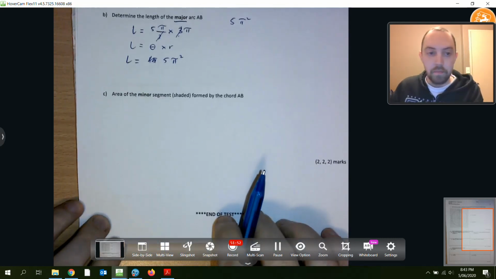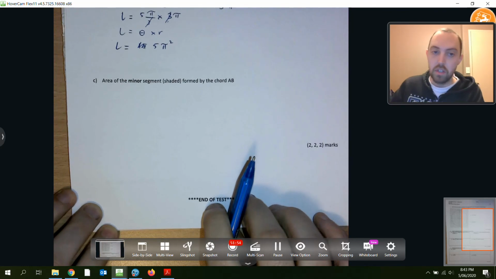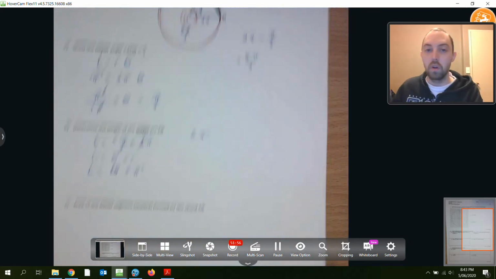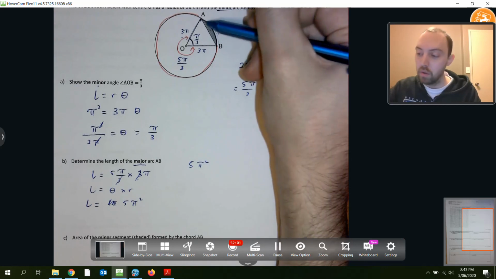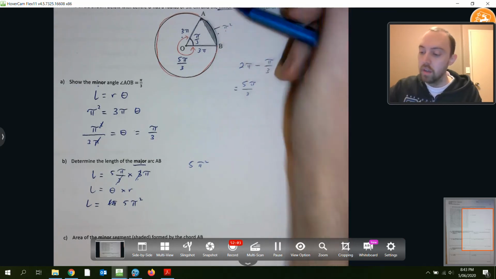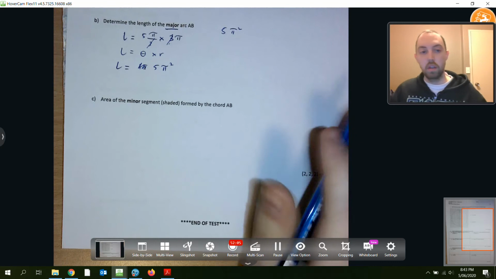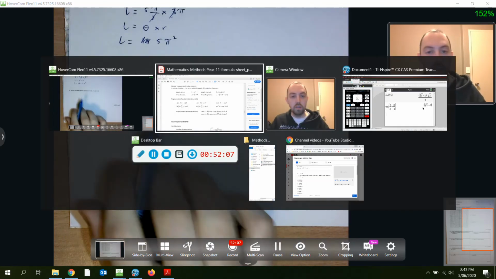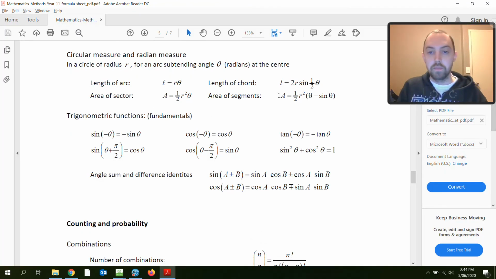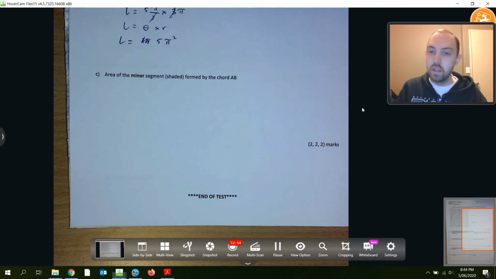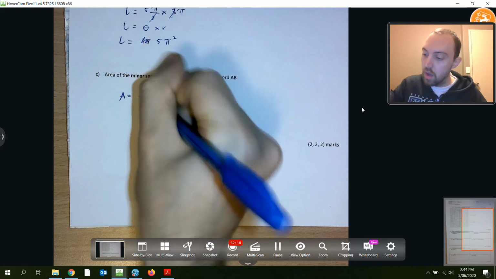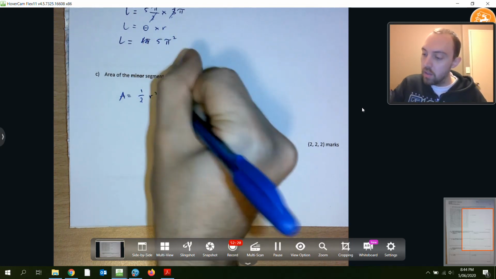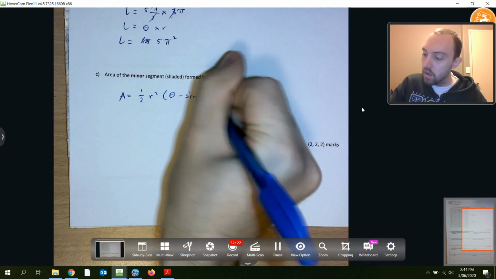Alright, area of the minor segment shaded formed by the chord AB. So this shaded little part is what we call the minor segment. There is a formula to find the area of this. Here it is, area of segments. Area is equal to half r squared, theta take sine of theta.